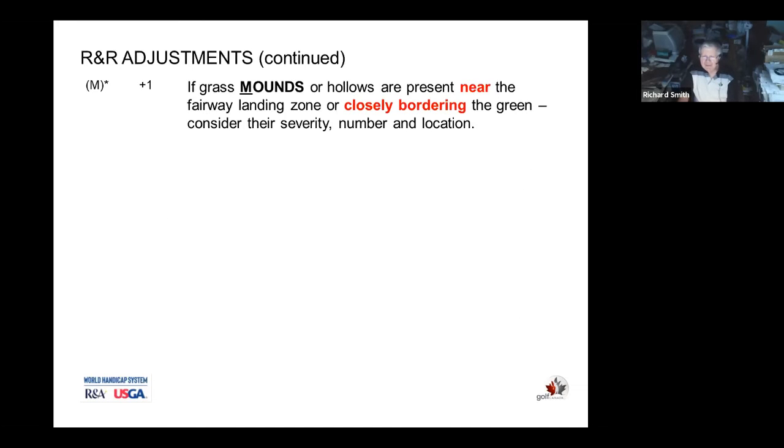The M+1, mounding. Mounds or hollows, grassy hollows we're talking about here, are present near the fairway landing zone or closely bordering the green. Consider their severity, number, and location. And again, remember, at the fairway, they only have to be near the edge of the fairway. That's 20 yards. But if they're mounds at the green, they must be closely bordering the green, i.e. they must be within 10 yards of the edge of the green.